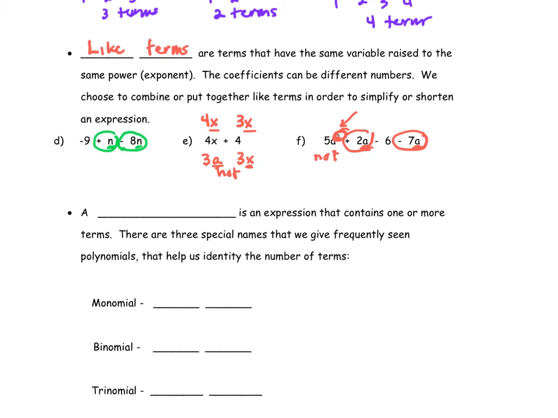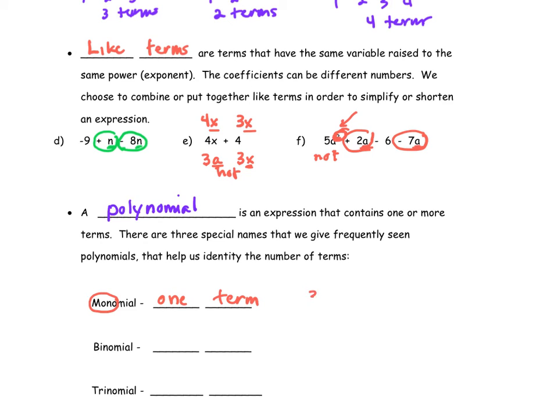These are words you might hear during this chapter, and this is a fabulous word. A polynomial, poly meaning many, nomial meaning terms, is an expression that contains one or more terms. There are 3 special names that we give frequently seen polynomials to help us identify the number of terms. The first one is a monomial. Would you please circle that mono? And if you've ever played Monopoly, that means one player is trying to win all the properties. So what that means is we're going to see one term.